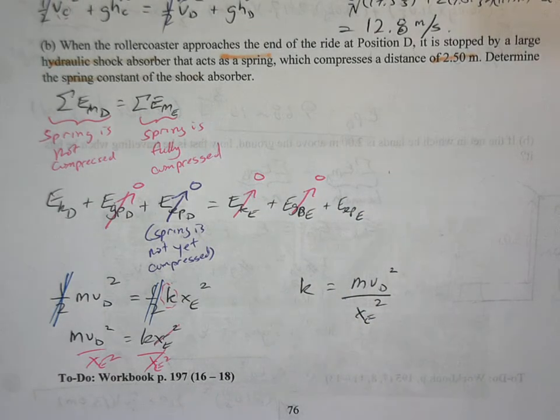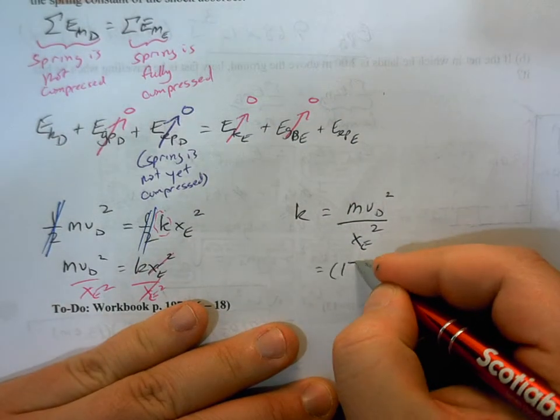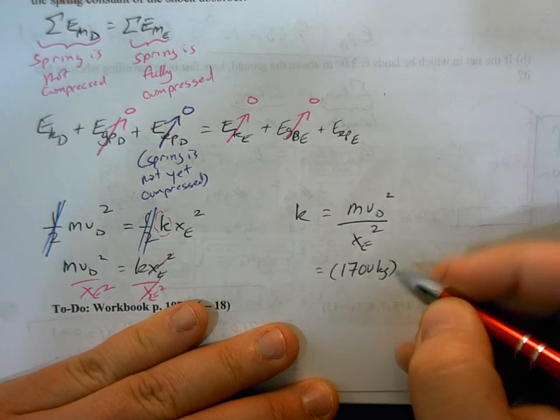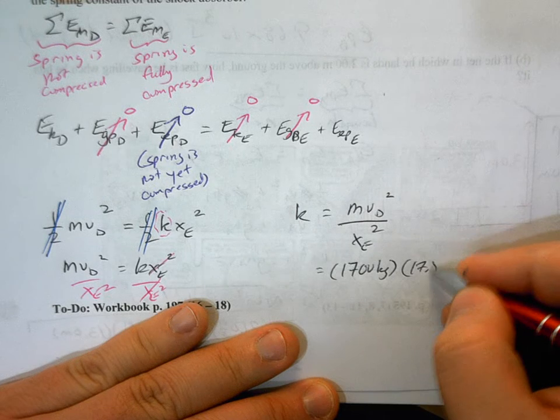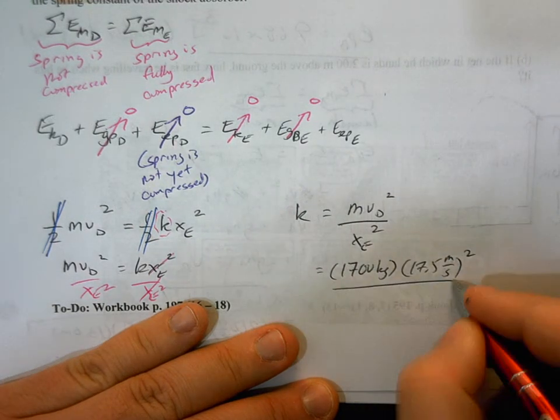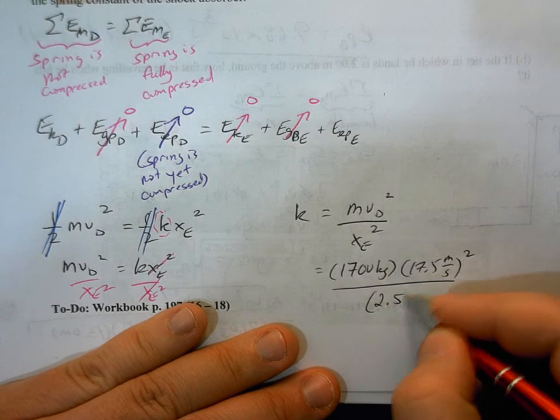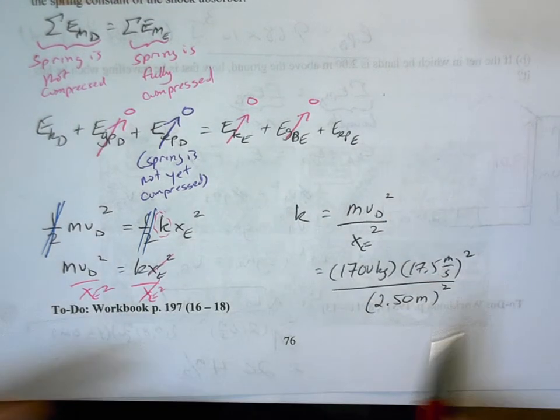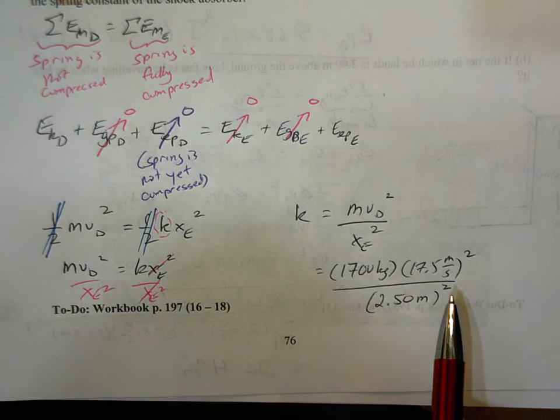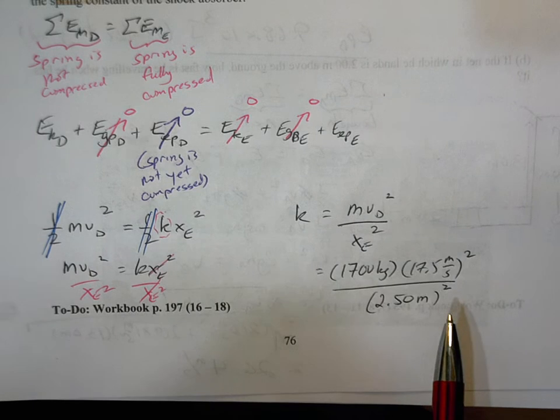Conservation of energy is a really powerful tool as long as you know how to use it properly. So we know that this roller coaster cart has a mass of 1,700 kilograms. At D, it's traveling 17.5 meters per second. And then at E, we know this thing is compressing the spring by 2.50 meters. We've got to square that. Don't forget your squares. That is where most people go wrong on these questions.